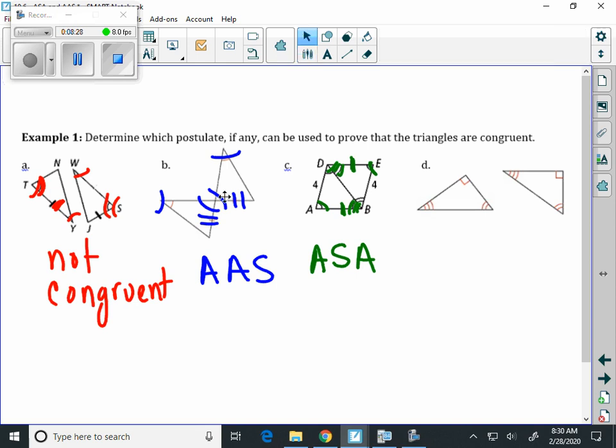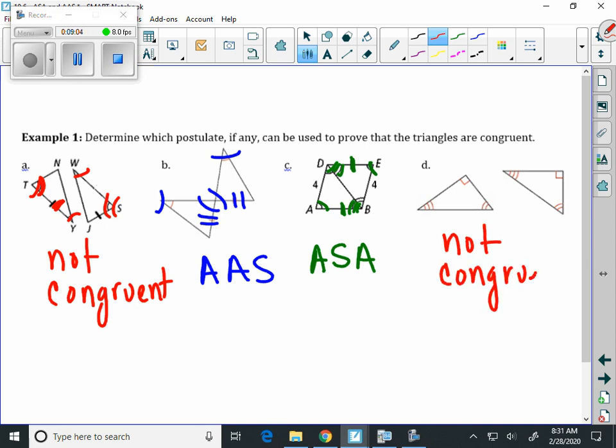But lastly, when we look at letter D, we've got the right angle in both of the triangles. We've got a 2 tick mark angle in both of the triangles, and we have a 3 tick mark angle in each of the triangles. But we have angle, angle, angle. And although they appear to be congruent, angle, angle, angle does not prove congruency. It only proves similarity, and we're trying to prove congruent. So this one is not congruent.